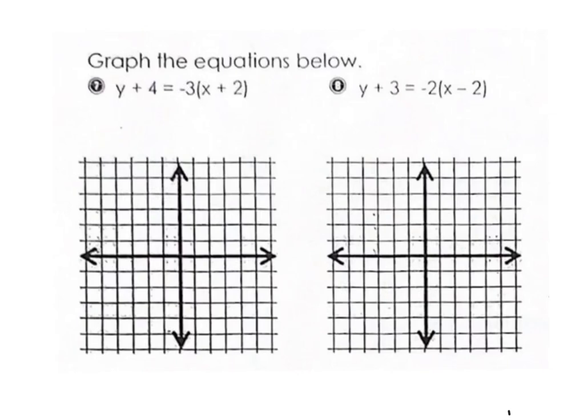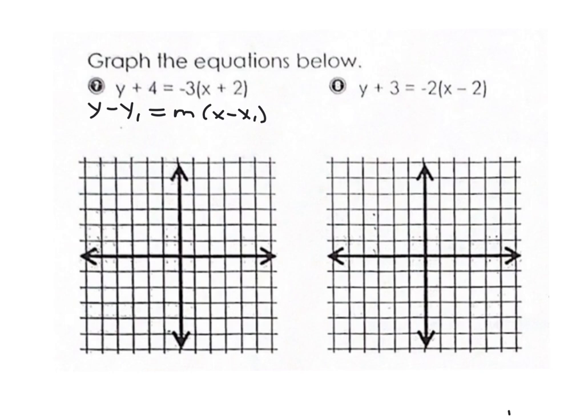Now this time we're going to start with the equation. We're going to pull out the important information and use it to help us graph the line. So our equations are written in point slope form: y minus y1 equals m times x minus x1. And our goal is to pull out the ordered pair and the slope.